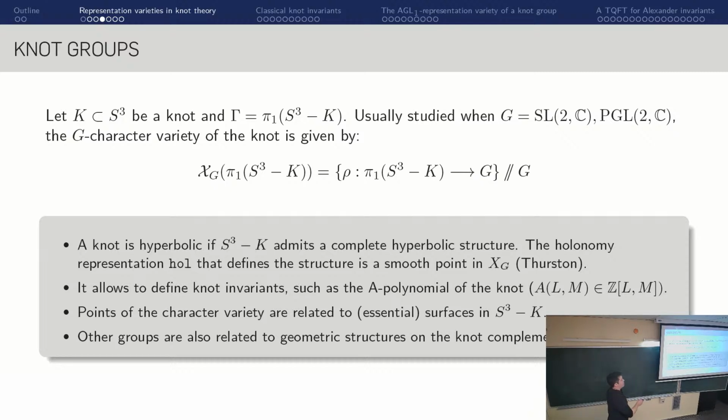Several works related, for example, ideal points, they're called ideal points. You need to pick a component and then projectivize and so on, and related to surfaces in your 3-manifold, and then geometric structures, like I said, for other groups different to PGL, codify geometric structures on your 3-manifold. So it has been an extensive topic of research in the last years, also in knot theory.